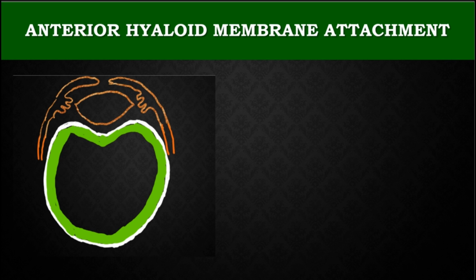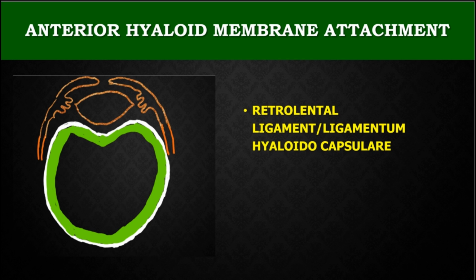Now, there are some attachments with which the vitreous or the anterior hyaloid membrane is going to attach with surrounding structures. Let us see what those attachments are. The first attachment that we have is with the lens, and this is known as the retrolental ligament or the ligamentum hyaloideocapsulare.